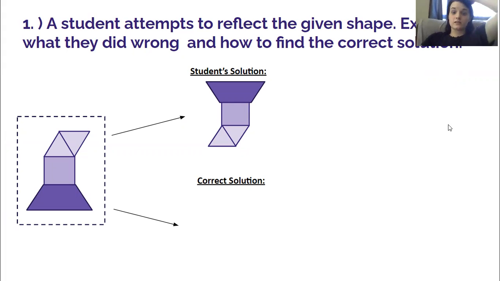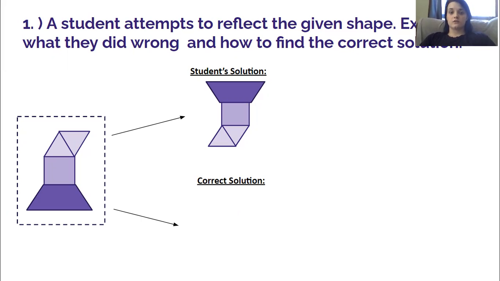A student attempts to reflect the given shape. Explain what they did wrong and how to find the correct solution. So to the left of our screen, we see a shape in a box. That is our original shape. And if you look a little bit to the right, you'll see the student's solution.